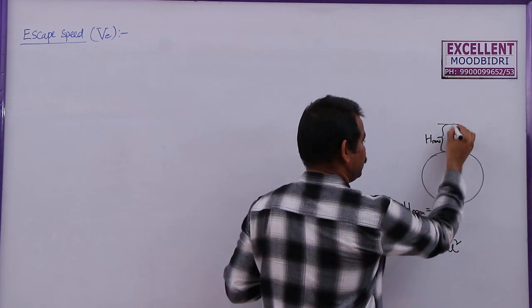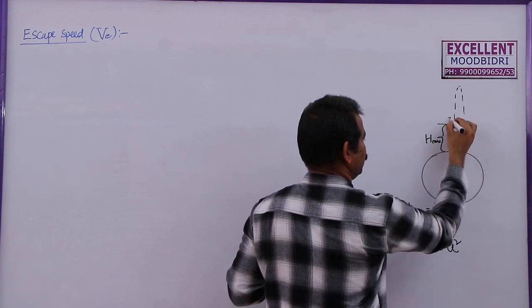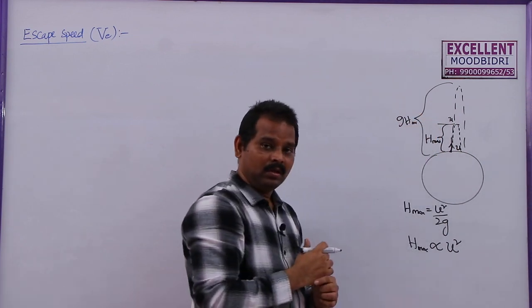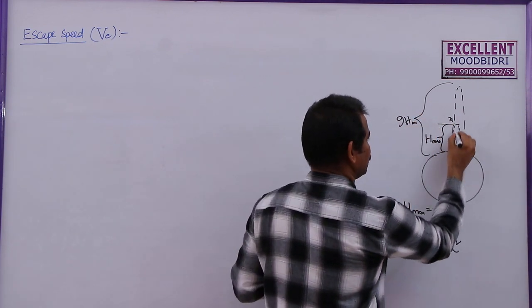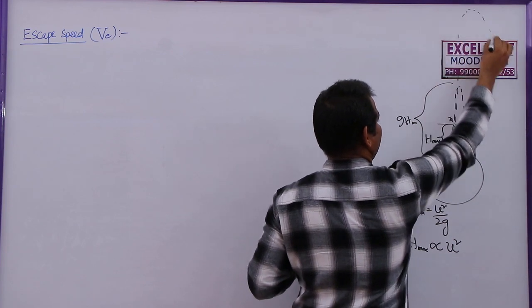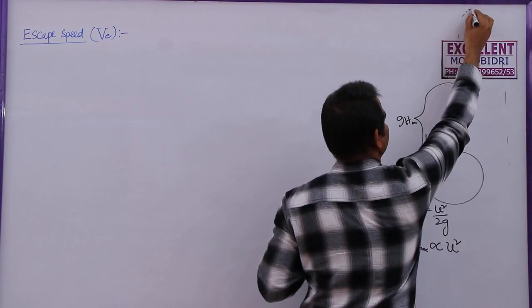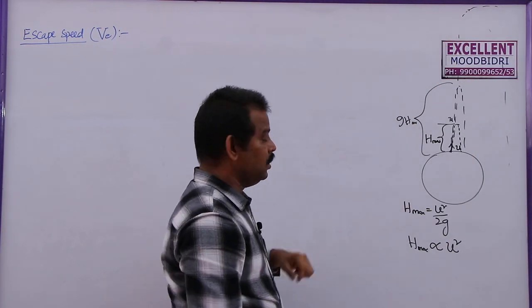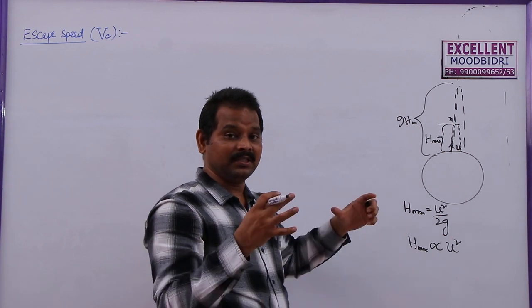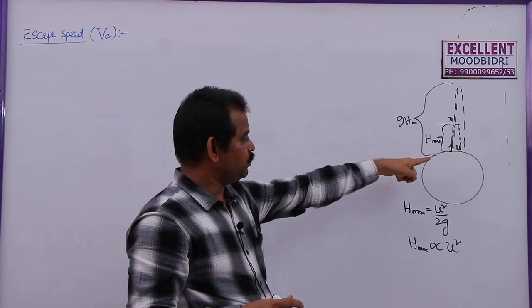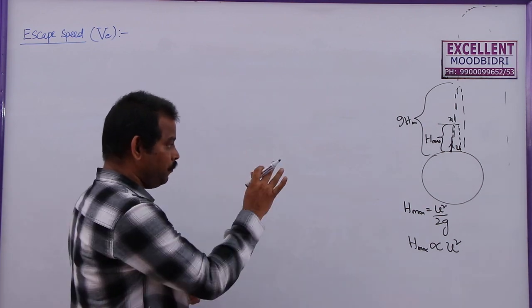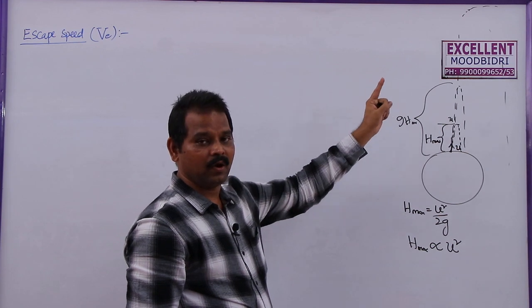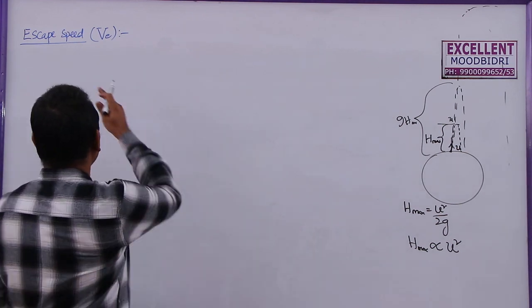Similarly, if you throw a body with triple the velocity 3u, the height reached will become 9 h max. So, the question is, if you throw a body such that it will go up and never reach the ground, or it reaches some point and never comes back onto the surface of earth. Is it possible to give such a high speed so that the body never falls back onto the surface of earth? If it is possible, that velocity with which we can throw a body such that it never falls back is called escape speed.